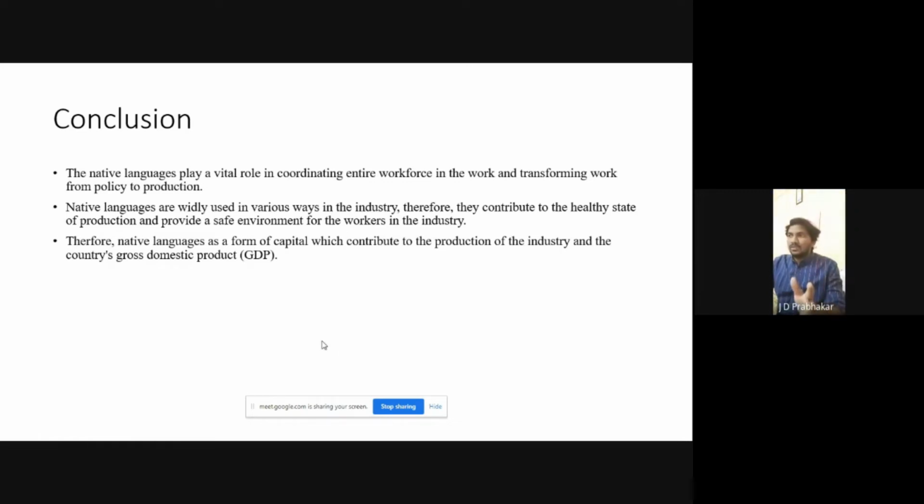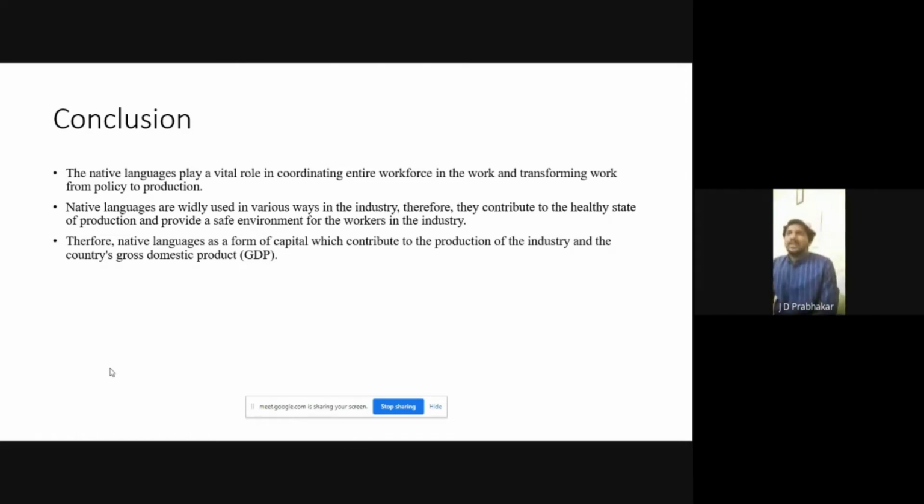Yeah, it actually transforms work from policy to the production. So that is the main role the language plays in the website. And native languages are widely used in various ways in the industry. Therefore, they contribute to the healthy state of production and provide a safe environment for the workers in the industry. So, use of native languages in any website, it is not only for economic activities, but it also provides a safe environment. It is also crucial for any website. That is one of the important roles that native languages play.